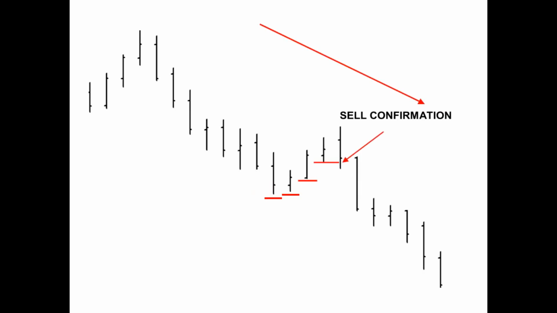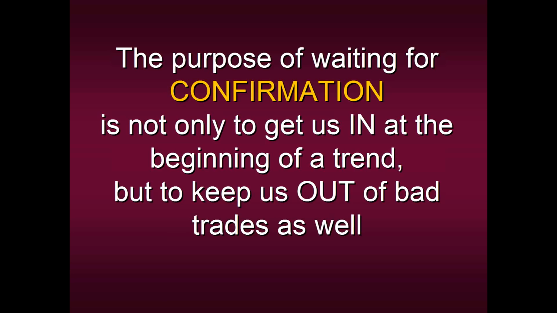And then a lot of times you'll stop yourself out or you'll exit and say to yourself, well, I'm not going to take a huge loss here. I better get out right now before it turns into a huge loss. And oftentimes, that's the very point of where you actually should have been entering. Now, the purpose of waiting for confirmation is not only to get us in at the beginning of the trend when the trend has been confirmed in our direction, but it's also to keep us out of bad trades as well. So there's an extra added little advantage to using the confirmation method.